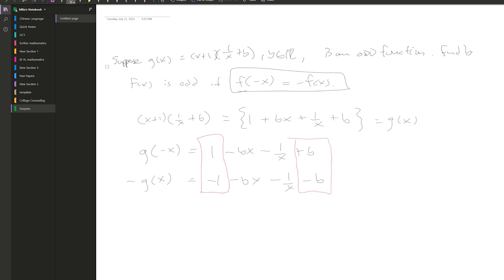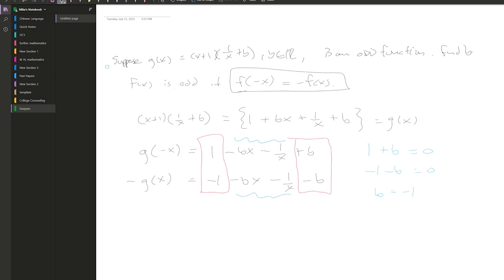And then I have g of negative x has a positive b, and negative g of x has a negative b. So obviously these things are in contradiction with each other, and we have to eliminate the 1 and the negative 1, and then those two things are going to be the same. I've got that negative bx and 1 over x there in both. So the b thing is the thing providing the trouble, and so I'm going to claim that if 1 plus b is 0, or negative 1 minus b is 0, then we get that b equals minus 1, and when that happens, this would become an odd function.